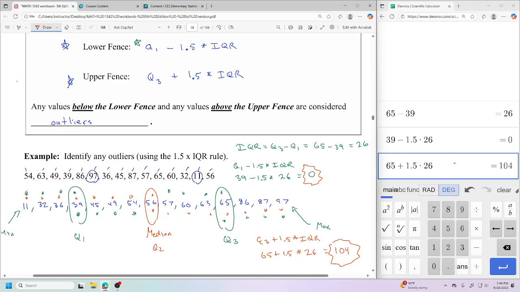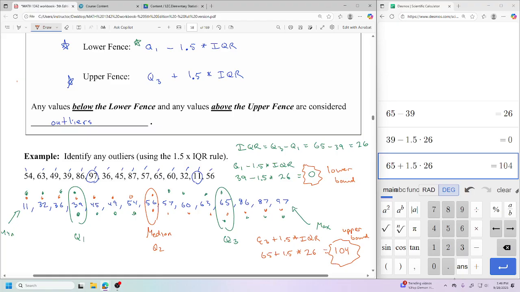Awesome. So what does it mean, right? This is the lower bound, essentially, and the other one is the upper bound. They're saying that anything between those two numbers is okay. Anything between 0 and 104 is not an outlier. Okay? So essentially, anything that's less than 0, what would that be? Negatives, I guess, if they had them. And anything more than 104, that would be an outlier as well.